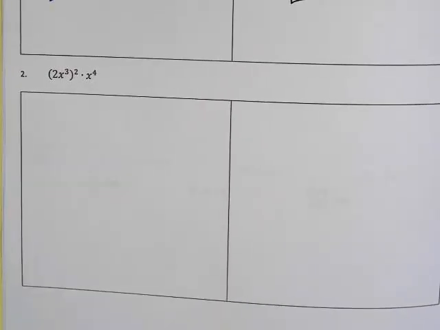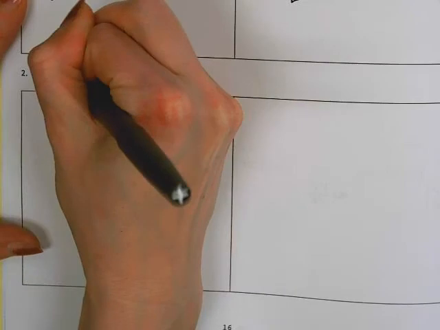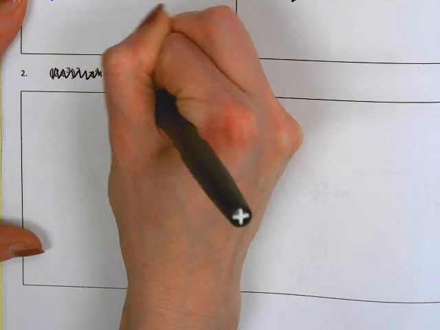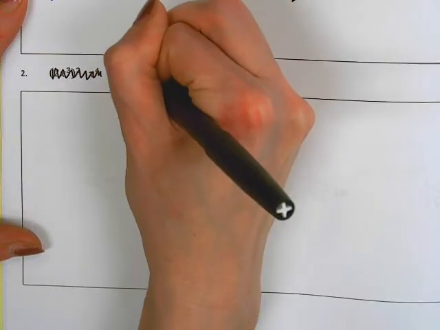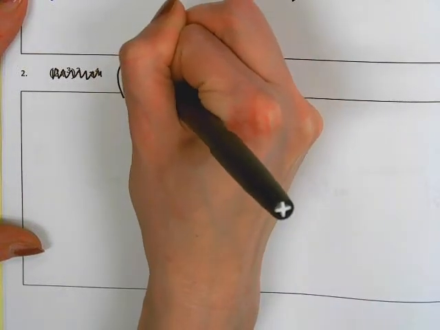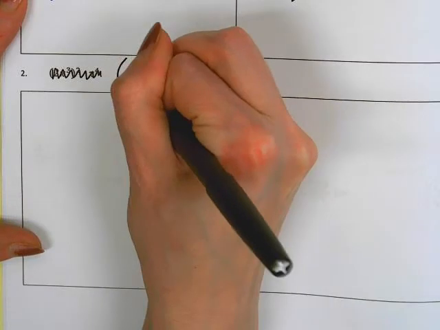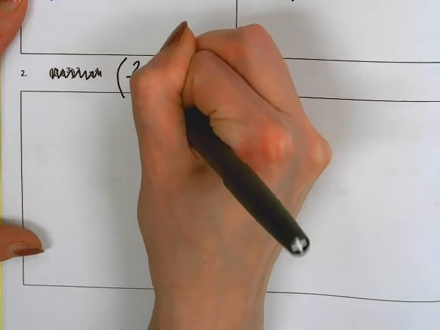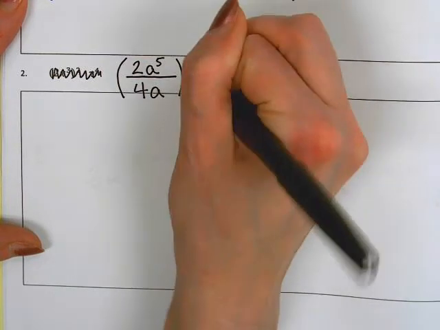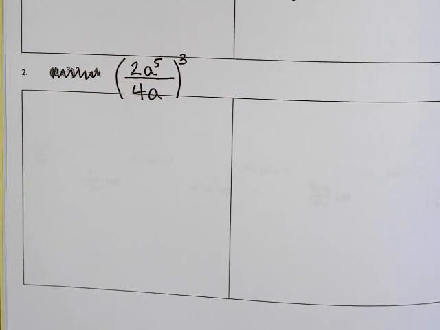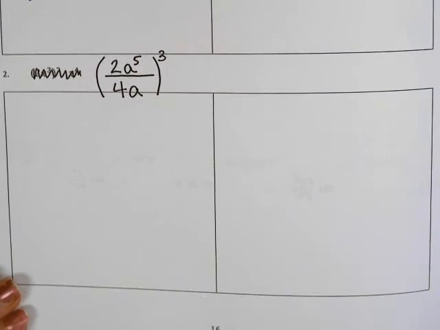Now, you guys, I'm going to change number 2. I'm going to make this one a little bit different. Can you all change this with me? Let's make this one 2a to the 5th over 4a, and then let's have it to the 3rd power. Okay, so let's do it 2 different ways.